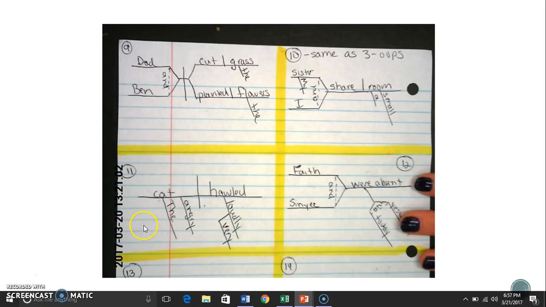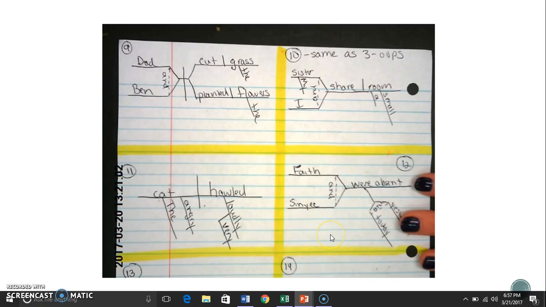Number 11, the angry cat howled very loudly. In this case, there's not a direct object, so there cannot be an indirect object. It's a very simple sentence. The cat howled, or cat howled. The and angry modify cat. Notice I capitalized the. And it howled very loudly. Very modifies loudly. Very almost never gets to go right underneath the verb. It always connects to another adverb.